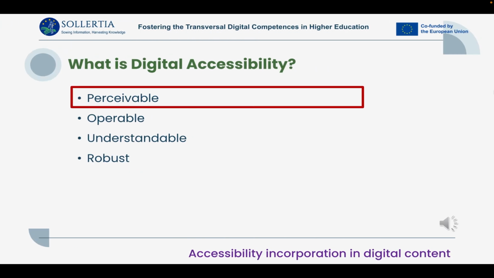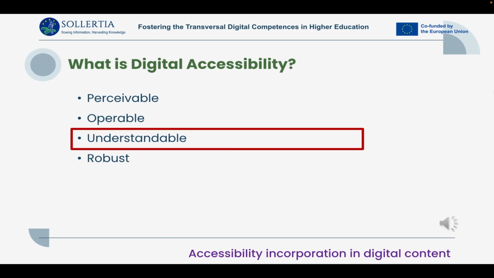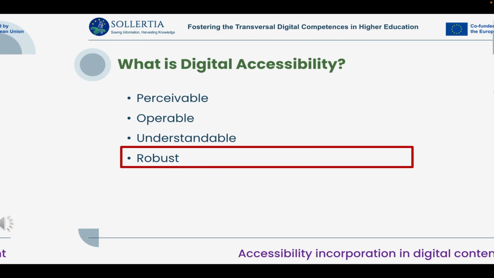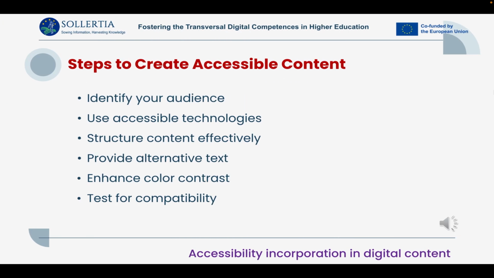First, it needs to be perceivable. Information must be visible or otherwise understandable by all users, including those with sensory impairments. Then, it needs to be operable, which means that interfaces must work with a variety of input methods, such as keyboards, voice commands, or screen readers. After that, it needs to be understandable. Content should be clear and easy to comprehend for users with cognitive disabilities. And it needs to be robust. Digital content must function seamlessly across different technologies and platforms.